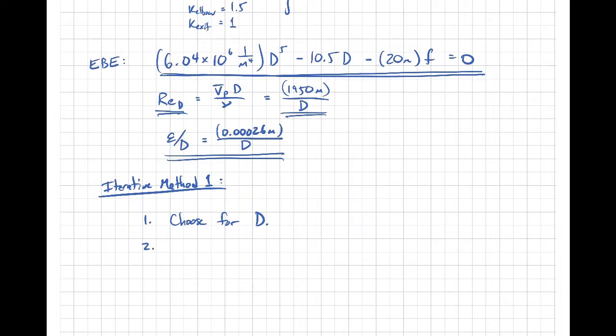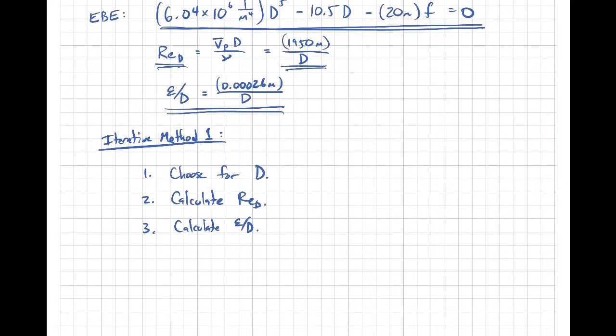So then once I have the diameter, what I'm going to do is calculate the Reynolds number using this equation right here. That's step 2. Step 3 is I'll calculate the relative roughness. Now that I have my diameter, that's using this equation right here, so that's step 3. Step 4 is I'm going to calculate or find the friction factor from the Moody plot.